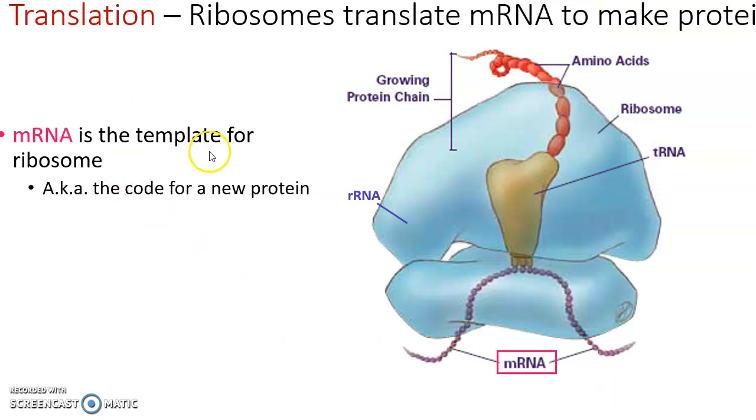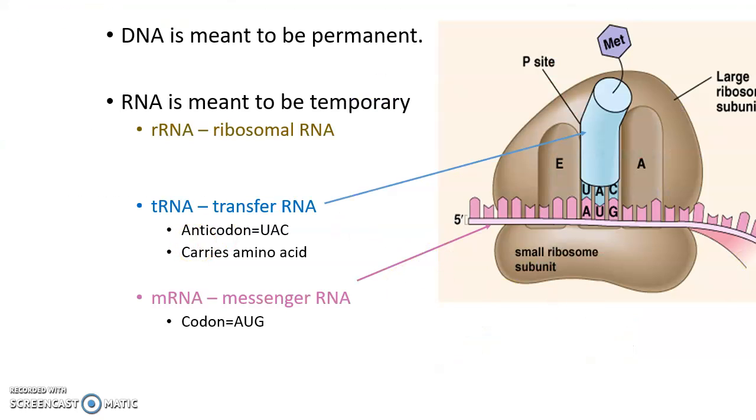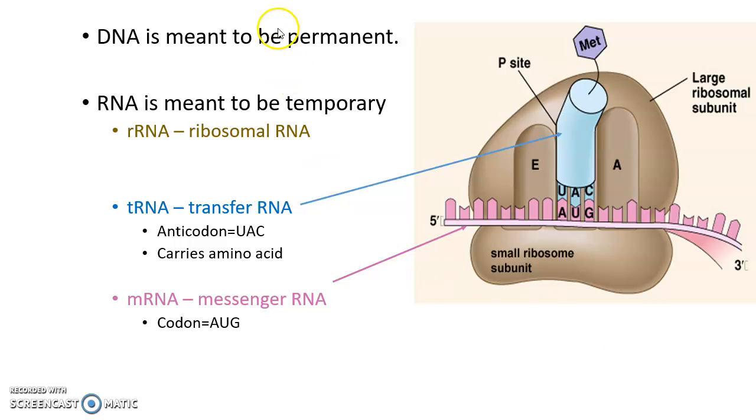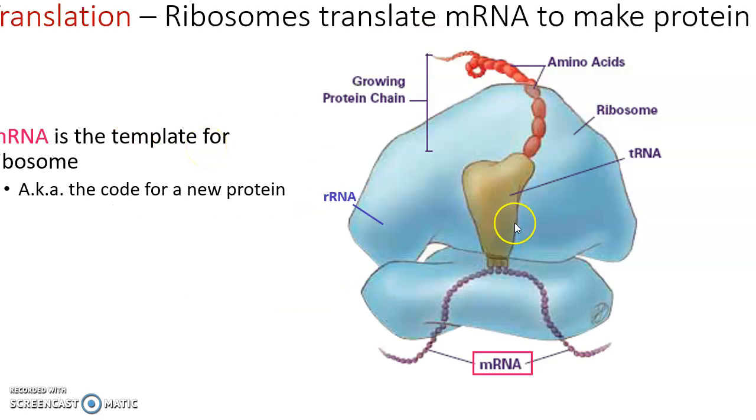So, messenger RNA is the template for the ribosome. It has the sequence. The ribosome attaches and connects to the messenger RNA. Messenger RNA, ribosome in blue. Oops. DNA is, of course, permanent. That's why it hides in the nucleus. RNA is temporary. So the tRNA comes in and binds to the codon via its anticodon and brings in the correct amino acid to attach to the growing amino acid chain.